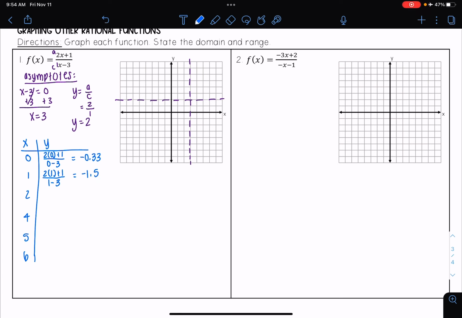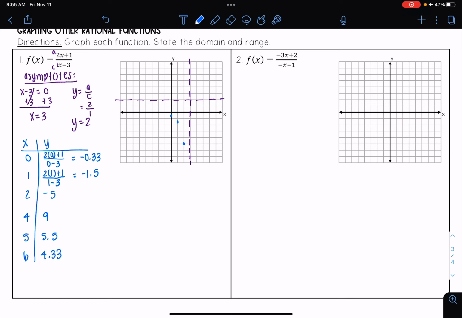And following along with that, when you plug in 2, you should get negative 5. 4, you should get 9. 5, you should get 5.5. And then 6, you should get 4.33. And so graphing that, I have 0, negative 0.33, 1, I have negative 1.5, and then 2, I have negative 5.